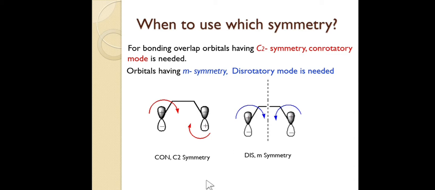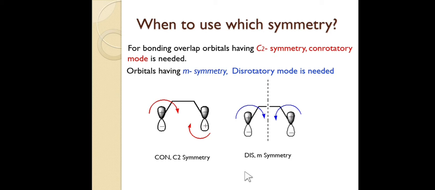So each and every time we perform a conrotatory process, we need to consider the C2 symmetry of the orbitals of the reactant as well as the product. And whenever we are considering disrotation, we are considering the M symmetry of the orbitals of the reactant and product. This is a very important slide of the presentation. For conrotatory we need C2 symmetry, and for disrotatory we need M symmetry, because only these rotations and these orbitals give us bonding overlap.